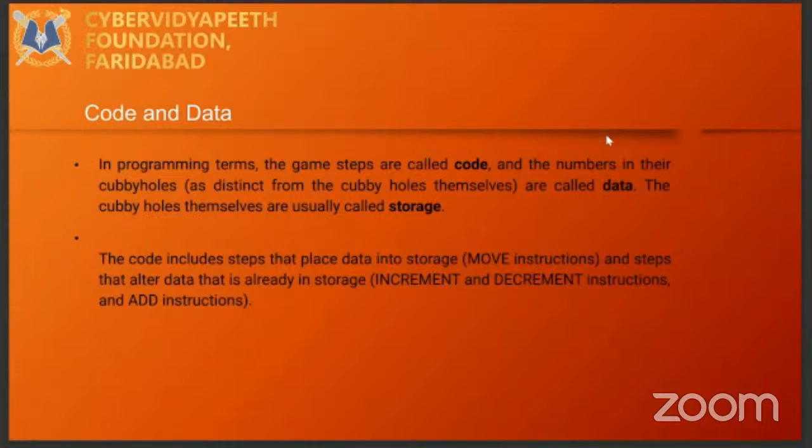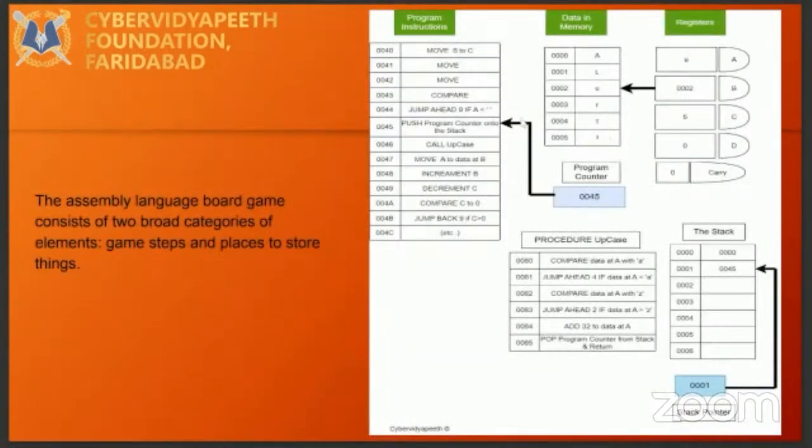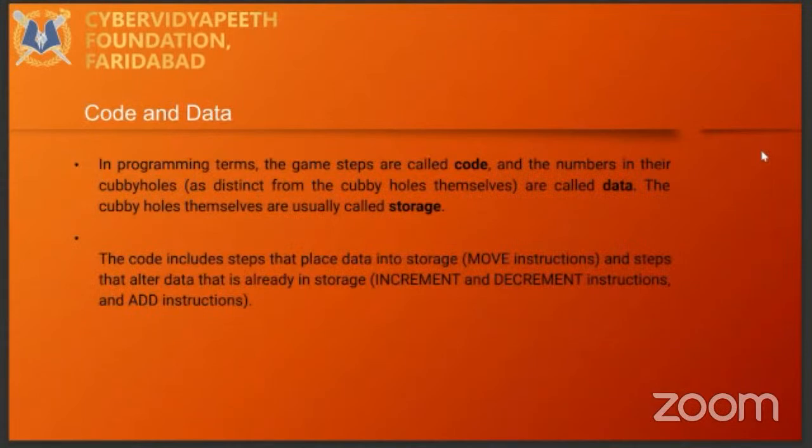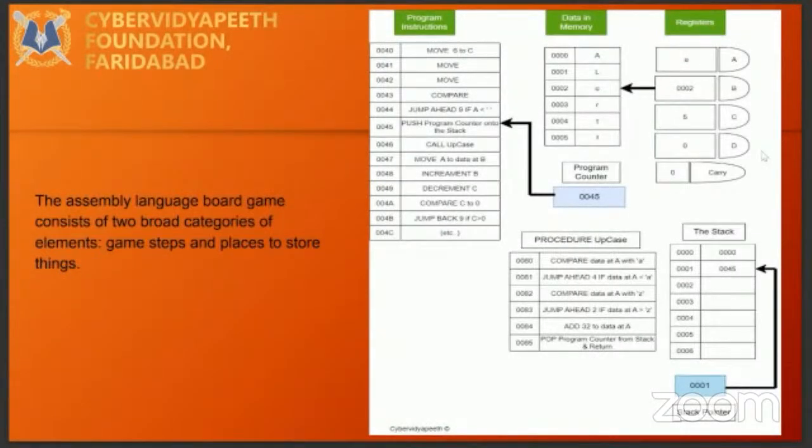Simple, right? Now you can connect to the real world and try to understand what's going on. The code includes steps that place data into storage, move instructions. So if you go back, you saw some move 6 to C instructions happening, right? You also see steps that alter data already in storage, increment or decrement instructions, and add instructions. So if I go back again, you will see at 0048 an increment B instruction, and at 0049 a decrement C instruction.